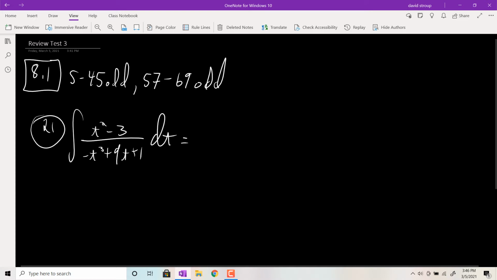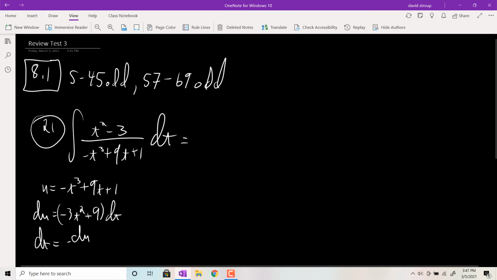So I'm going to do a u-sub on the denominator, because you want to cause a cancellation. If you've not done this problem before, it's maybe not obvious what the cancellation will end up being. So let's look at it. du is negative 3t squared plus 9 dt, and then you can solve for dt. So you get du over negative 3t squared plus 9.